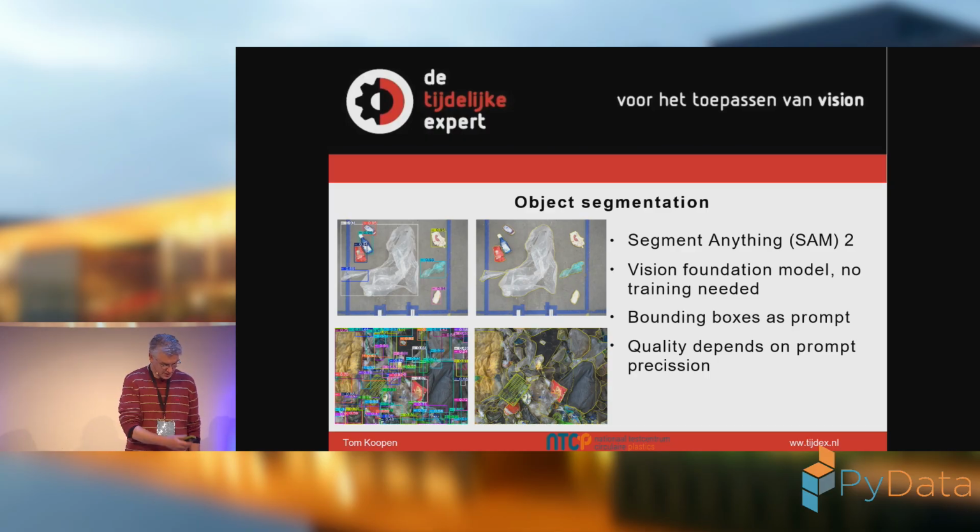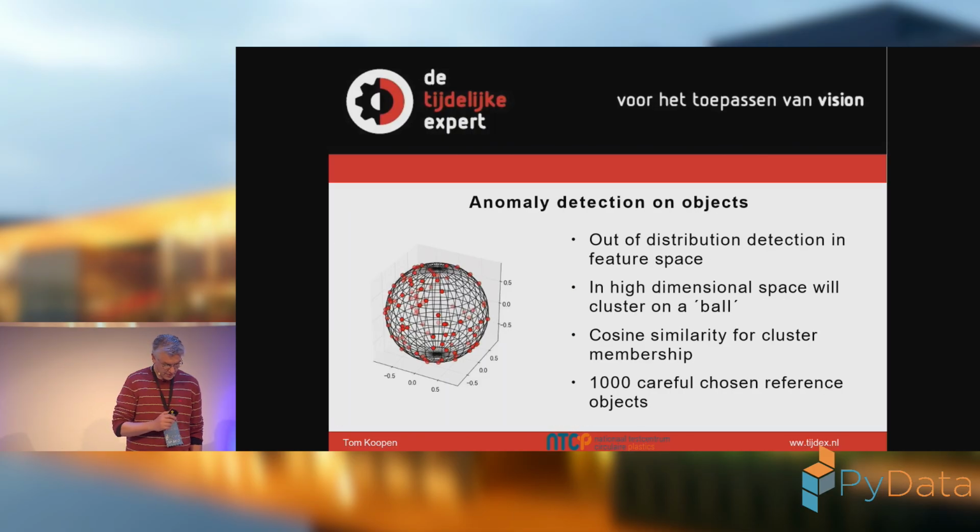So the good thing is now we have objects that you can see from left to right. On the left, you have the bounding boxes. On the right, you see the contours of the objects. So then we mask out the pixels from the objects, and then we can do something called anomaly detection. Anomaly detection is out-of-distribution detection in feature space. I assume everybody here knows what a feature space is.